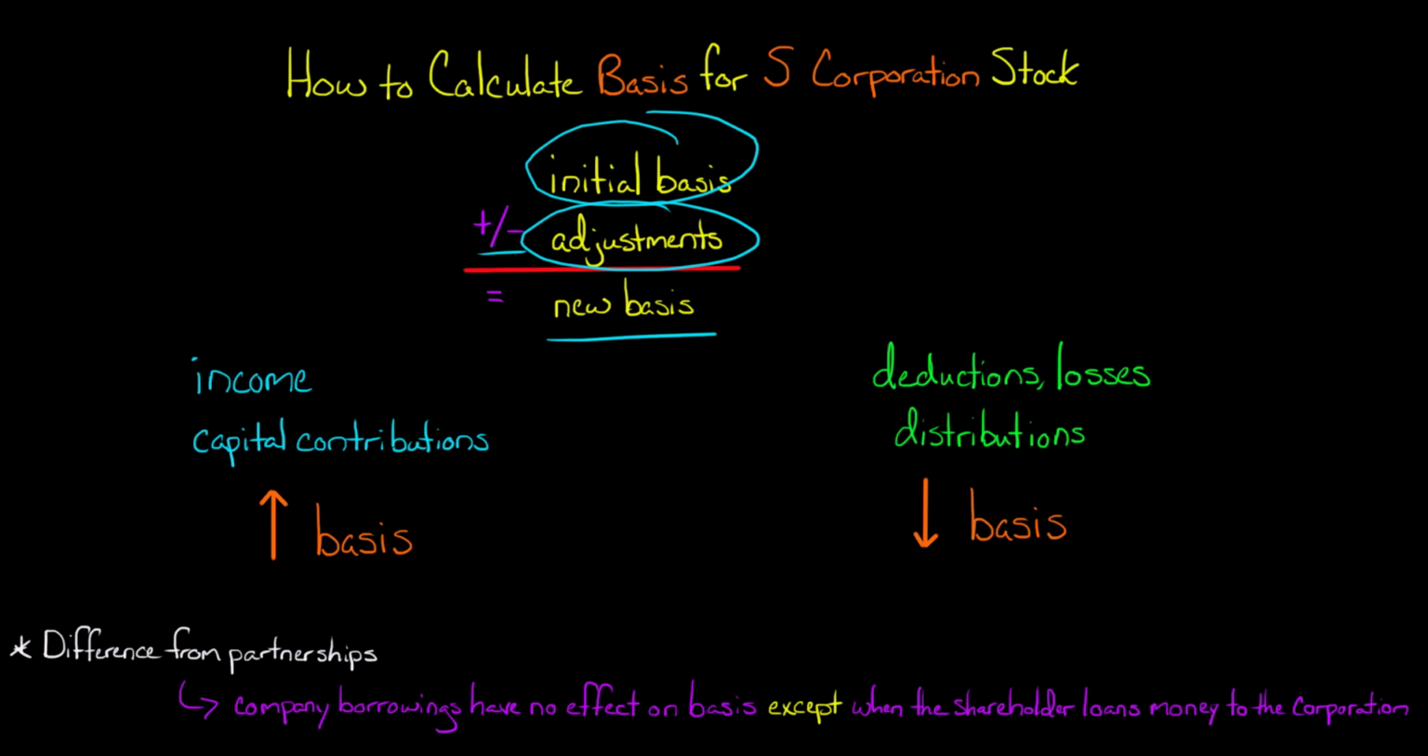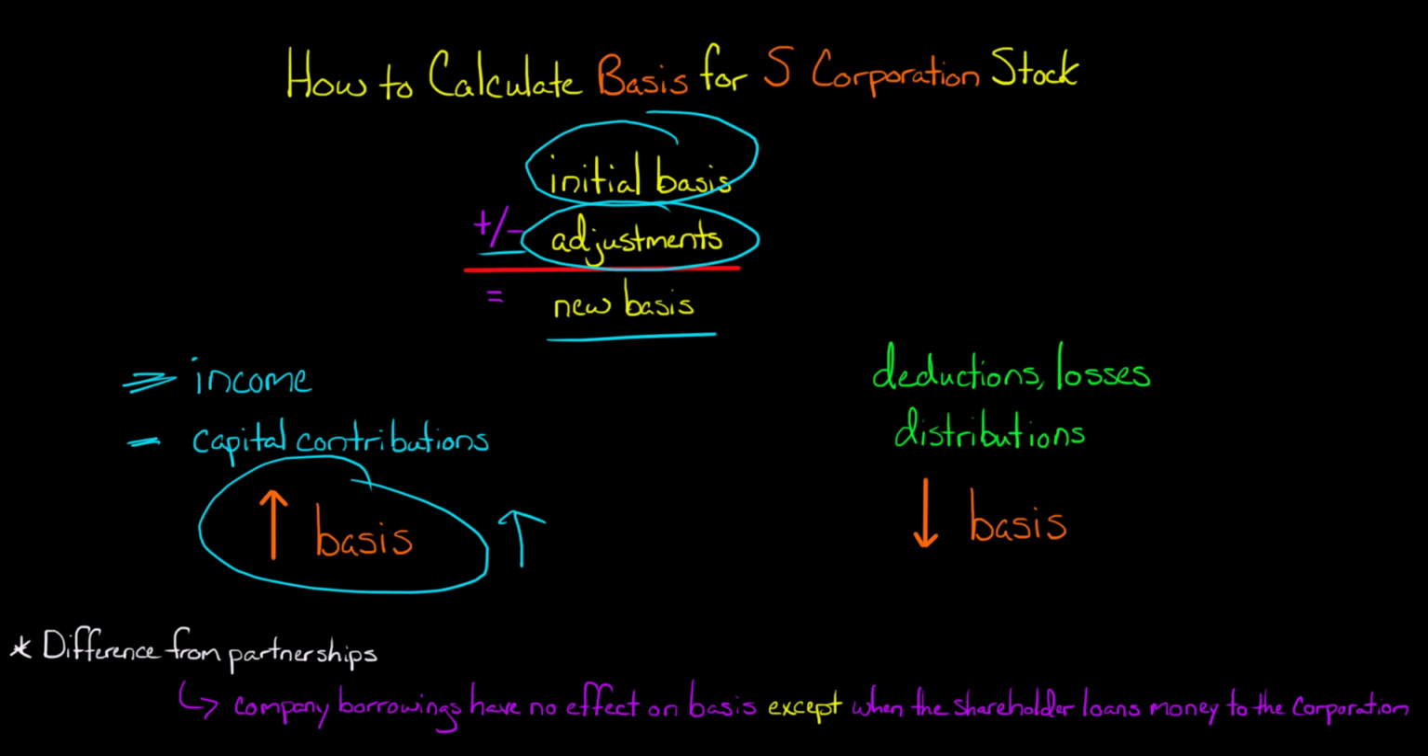Now, you're going to notice a couple of things when I show you those adjustments. First, the main things that increase a shareholder's basis are going to be the shareholder's pro rata share of any income items, as well as any capital contributions made by the shareholder to the S corporation. Okay, so those things are going to increase the shareholder's basis.